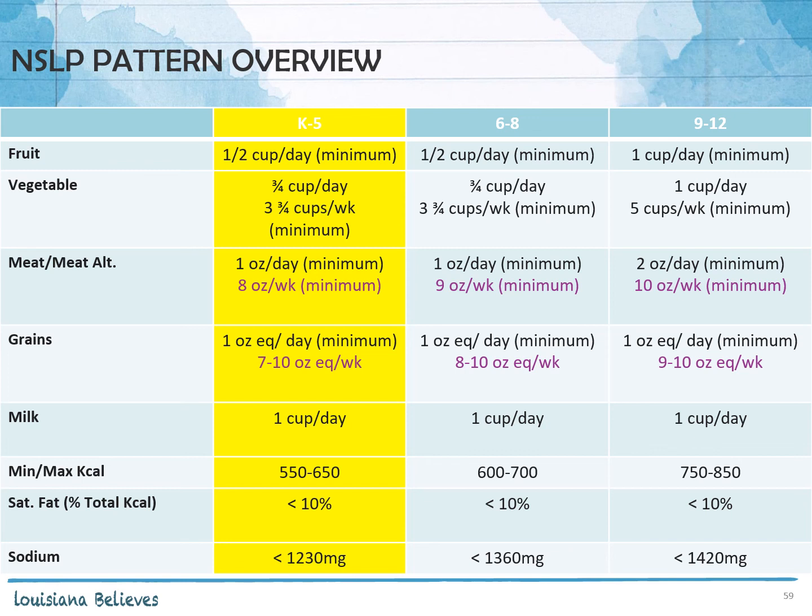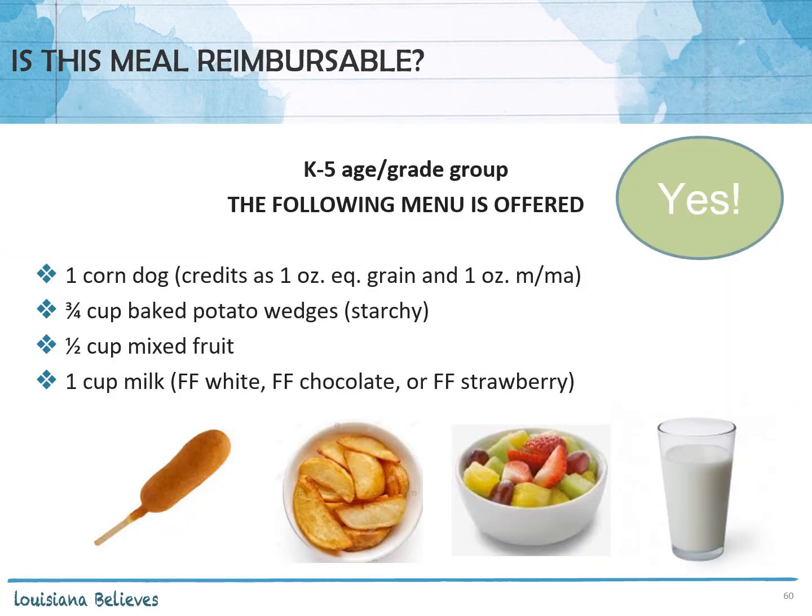Let's look at the K-5 age grade group. Yes, this meal pattern is reimbursable. There is half cup fruit, 3/4 cup vegetable, 1 ounce meat alternate, 1 ounce equivalent of grain, and 1 cup of milk with multiple varieties.